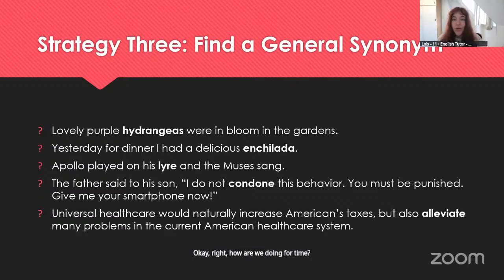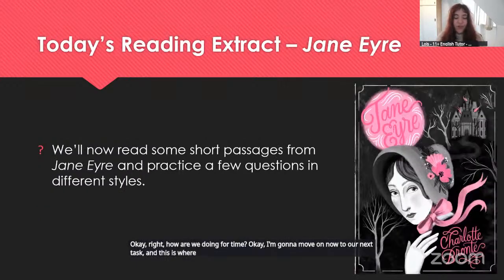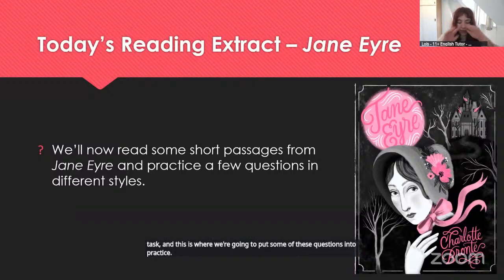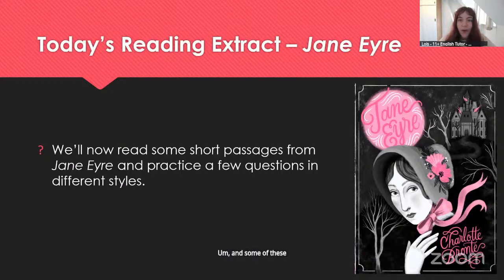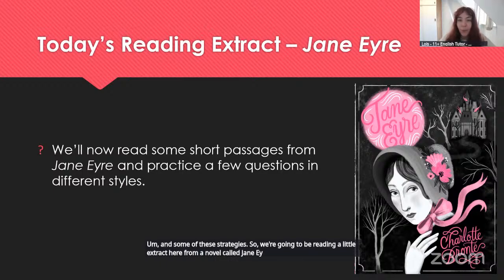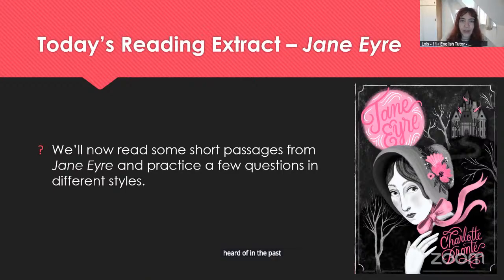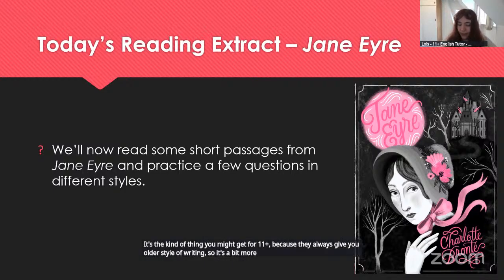Okay, I'm going to move on now to our next task. This is where we're going to put some of these questions and strategies into practice. We're going to be reading a little extract from a novel called Jane Eyre by Charlotte Bronte, which I'm hoping some of you have heard of or read. I've chosen this because the language is a little bit more dense. It's the kind of thing you might get for 11 plus, because they always give you older style of writing, so it's a bit more challenging.